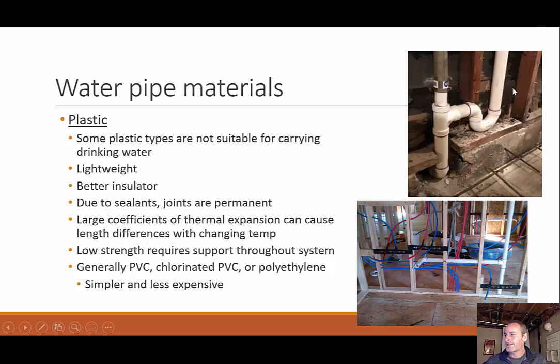This is actually a waste system. We talked about PVC before, so this is a PVC waste system with a vent coming up. We'll talk about that in just a little bit. Plastic definitely on this side as well.